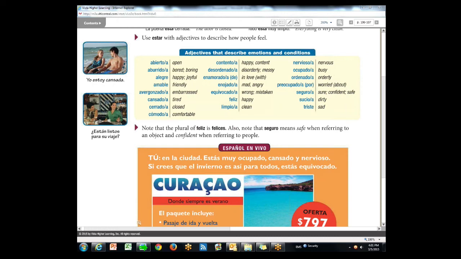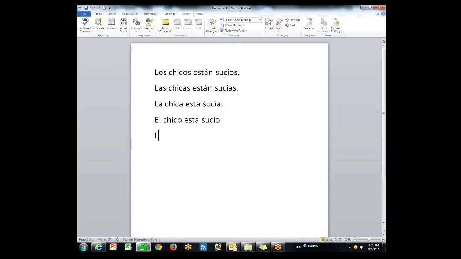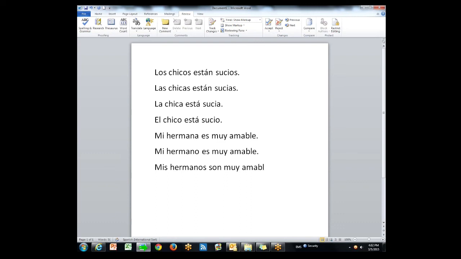So if you go back here, mi hermana es muy amable. My sister is very friendly. Well, I could say the same thing about my brother. Es muy amable. So, you don't have as much to change there, do you? Because amable doesn't have to change. But if I want to say my brothers and sisters, mis hermanos son, got to change the verb, muy amables. The amables has to change. My students always miss this. That's what they're looking for. To change this, to agree with this, and use the correct form of the verb estar. That's all this chapter is about.